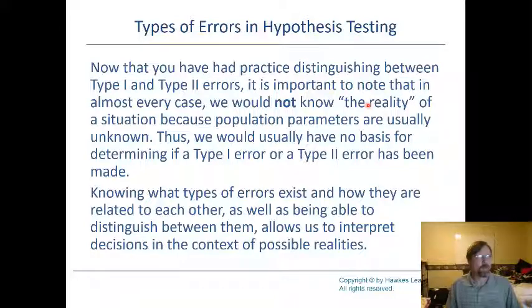Why it's important to talk about the types of errors and how they're related. It's really about helping to interpret decisions. If you know that it's a 5% chance of committing a type 1 error, you can kind of decide how much weight to put on that.